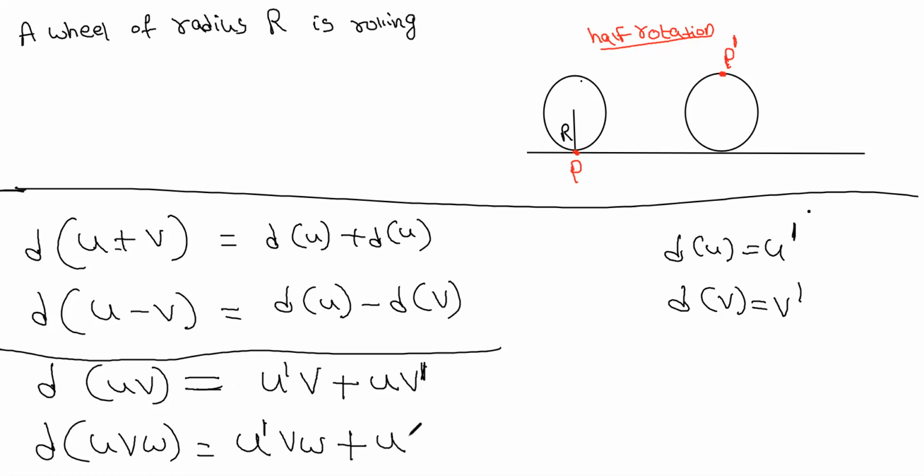Now you have to differentiate the second function, V dash, so U V dash W, plus. Now you have UV as it is, and you have to differentiate the third function, W dash. This is the procedure for finding the differentiation in product rule. This is called the product rule of differentiation.